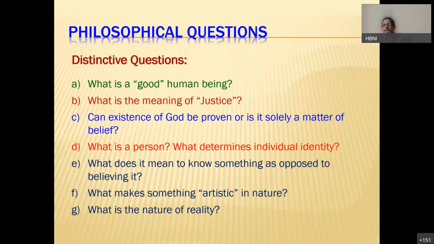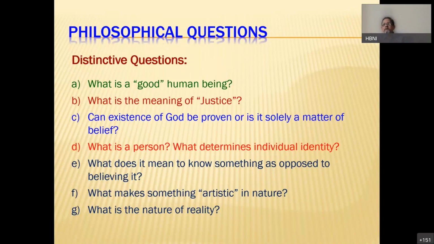Like, what is a good human being? What is the meaning of justice? Can God exist, and can his existence be proven, or is it just a belief? And, sorry, what is a person? Okay, so what determines individual identity, personal identity? And then what does it mean to know something as opposed to believe in something?